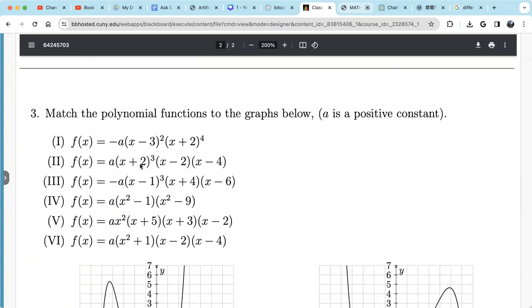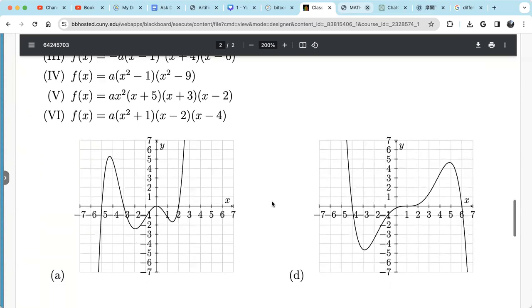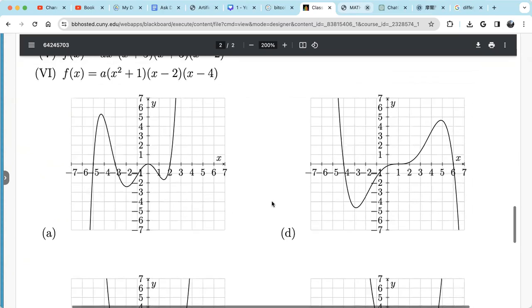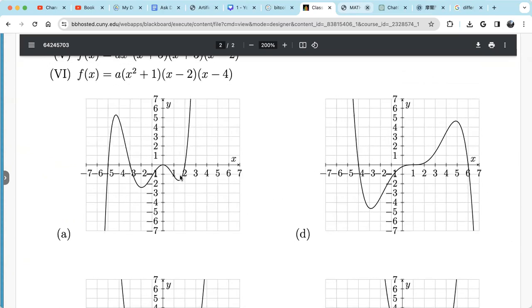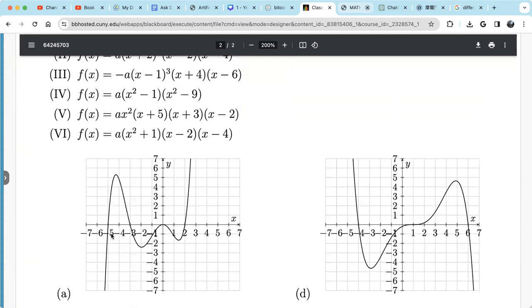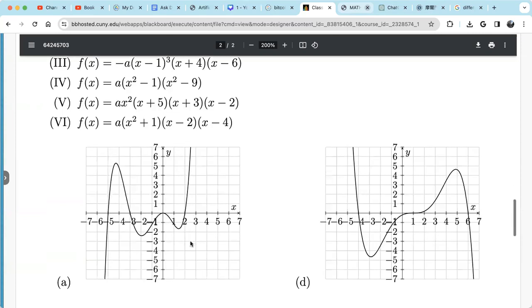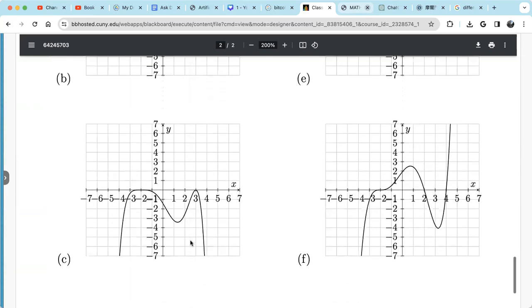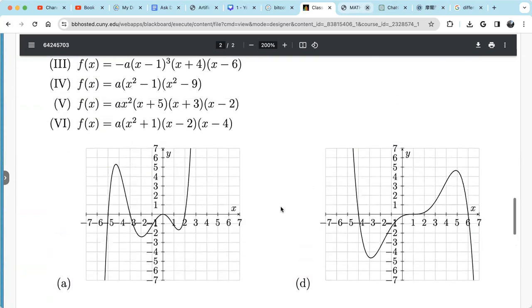And we have roots of negative 2, positive 2, and 4. So plus minus 2. So left arm down, right arm up. So could be A. Well, let's check A. Well, A has roots of negative 5, negative 3, 0, and 2. No, not this one. Or it has to be F then. The roots are -2, +2, +4. Bingo. And the right arm up, left arm down. F. So 2 is F.